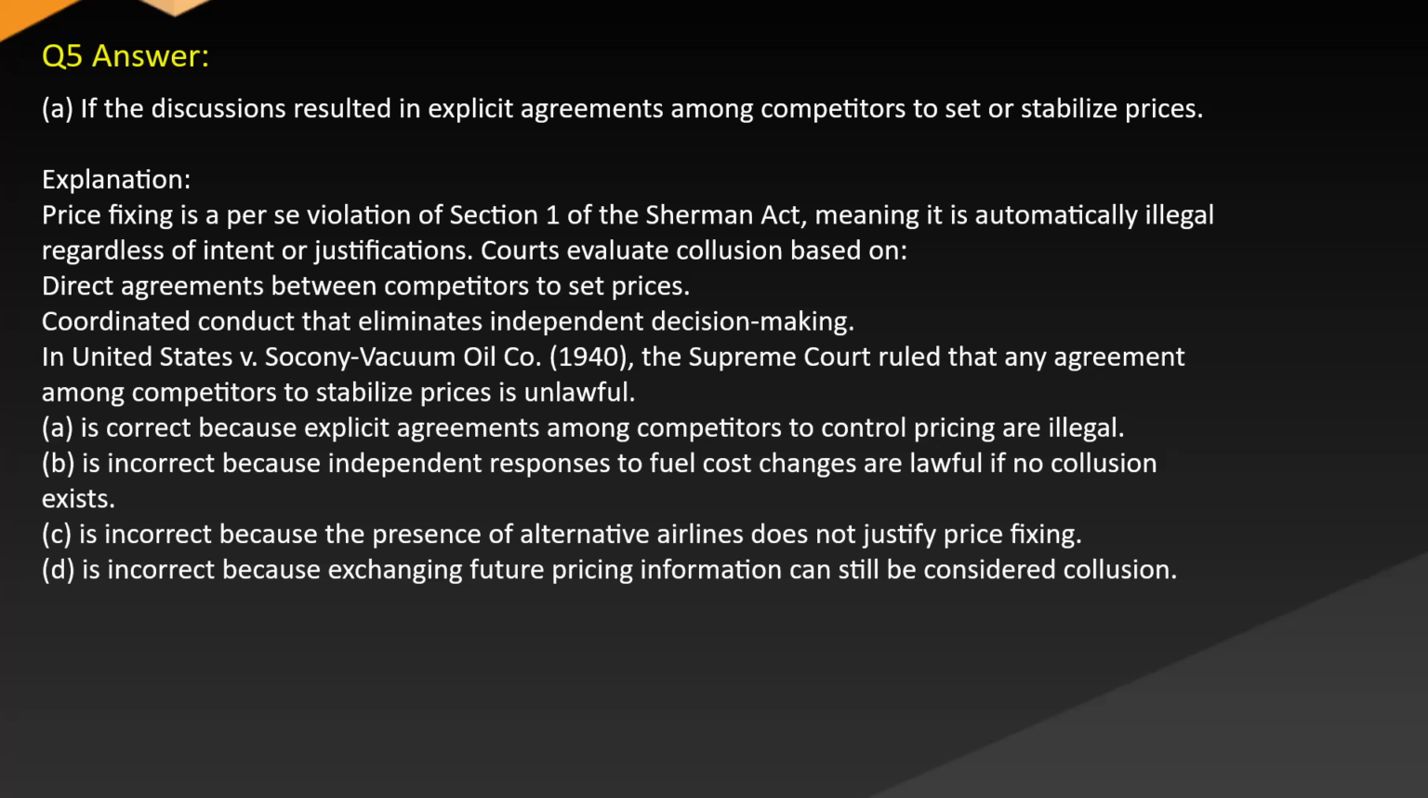A is correct because explicit agreements among competitors to control pricing are illegal. B is incorrect because independent responses to fuel cost changes are lawful if no collusion exists. C is incorrect because the presence of alternative airlines does not justify price fixing. D is incorrect because exchanging future pricing information can still be considered collusion.